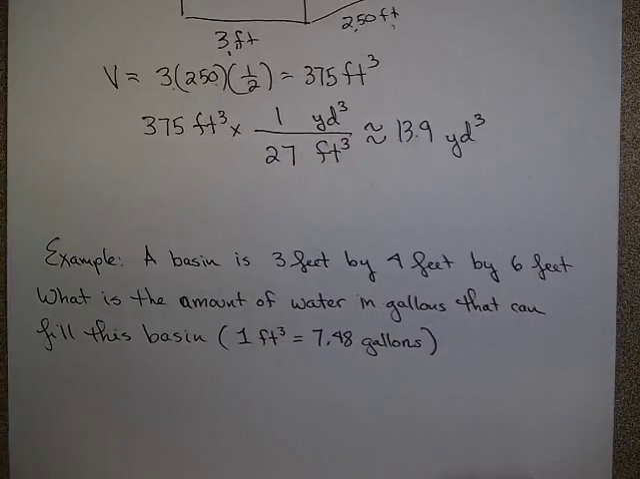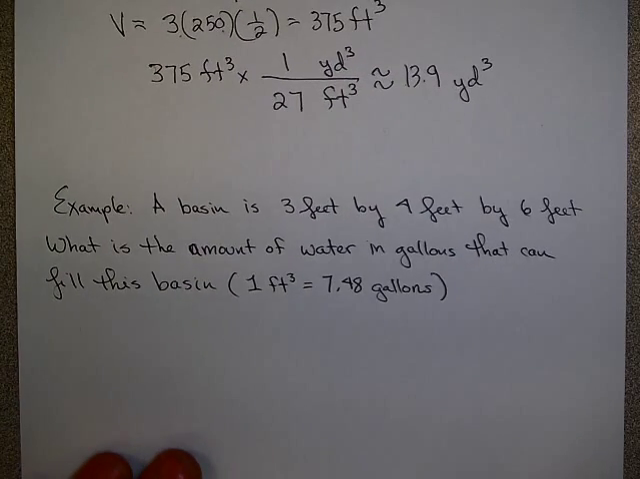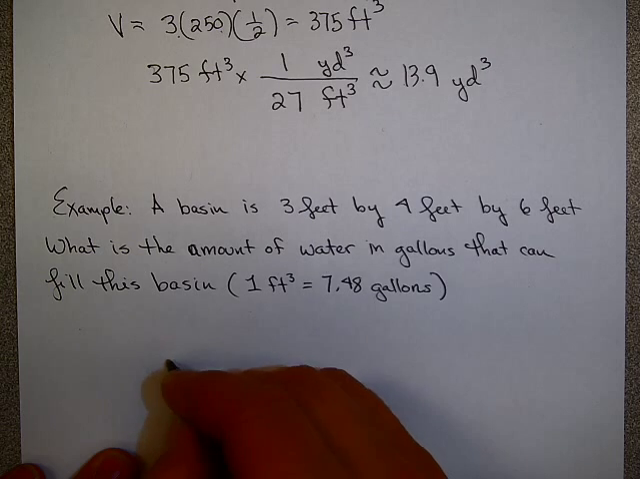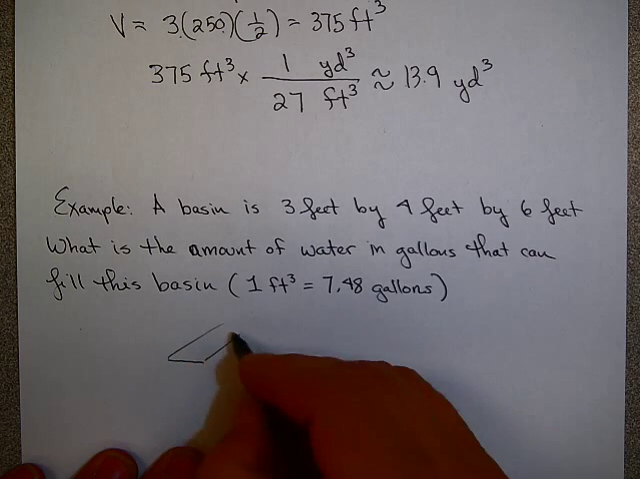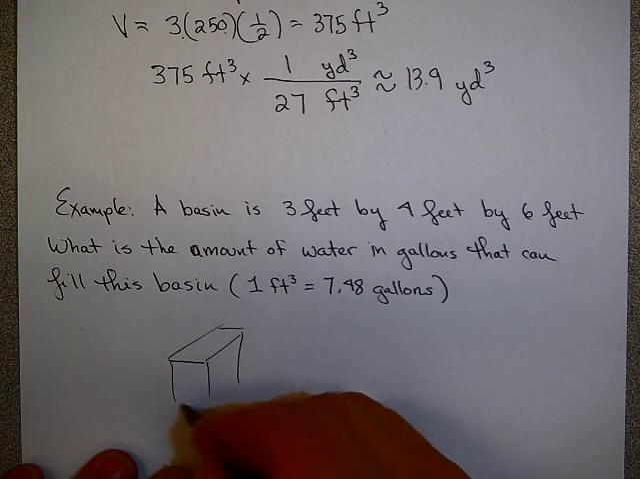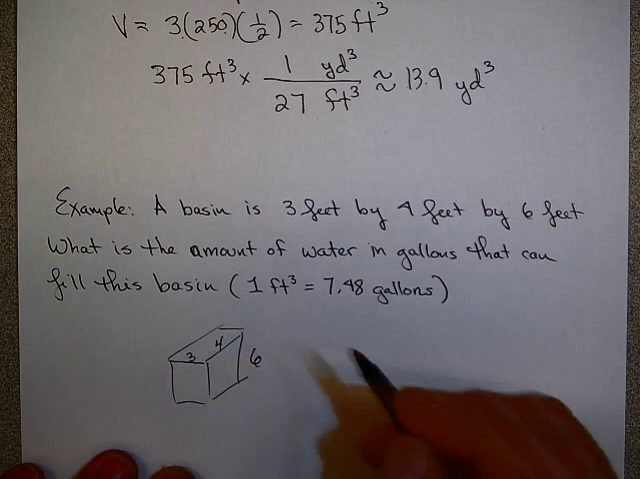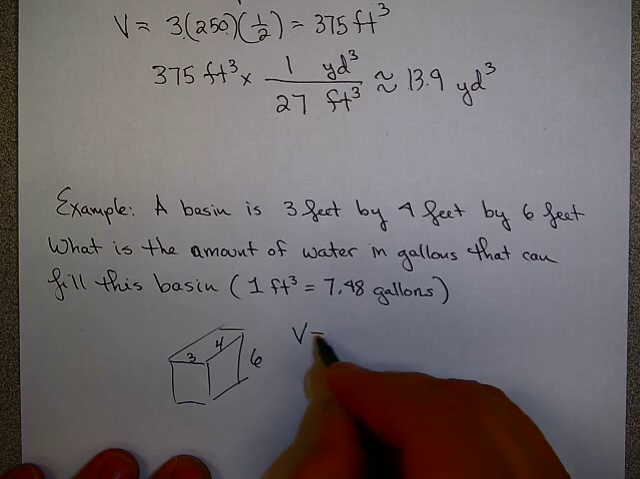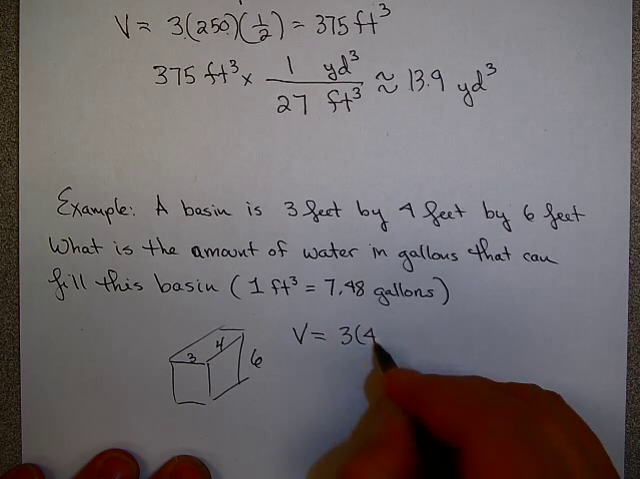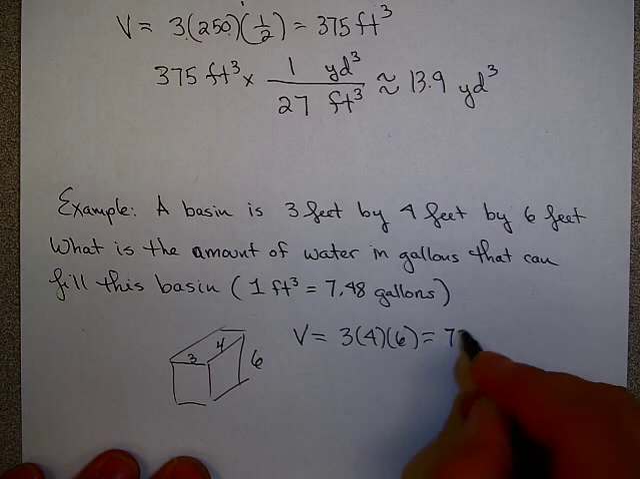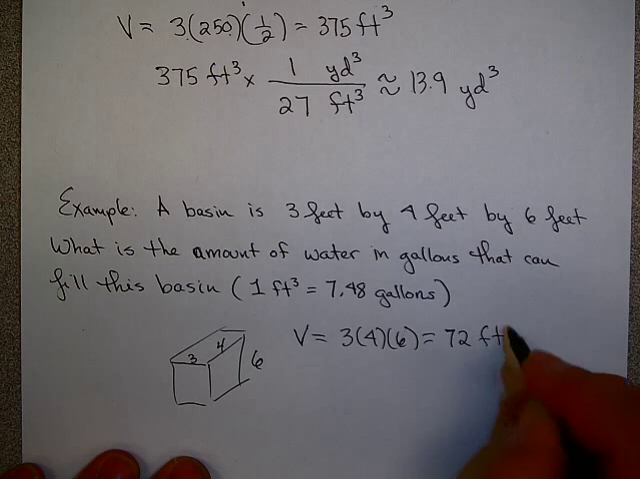Here's one more problem that involves a lot of conversion. A basin is 3 feet by 4 feet by 6 feet. Okay, so I'll kind of draw a picture here. So 3 feet by 4 feet by 6 feet. The volume of this basin is then 3 times 4 times 6, which is 72 cubic feet.